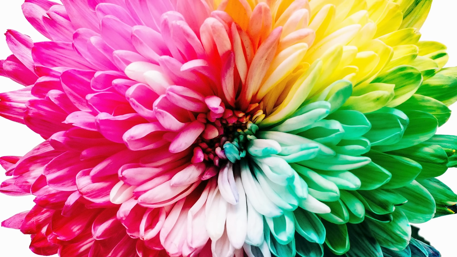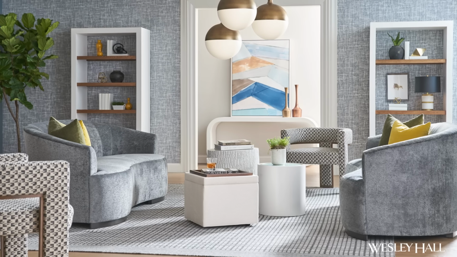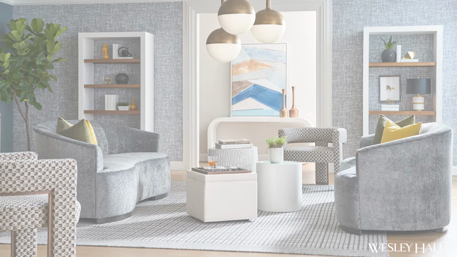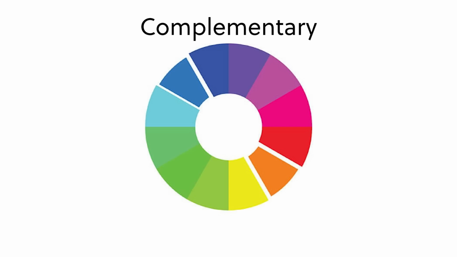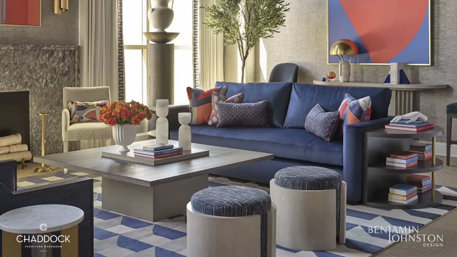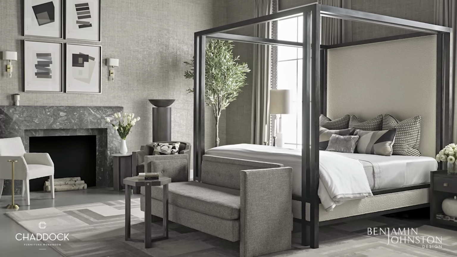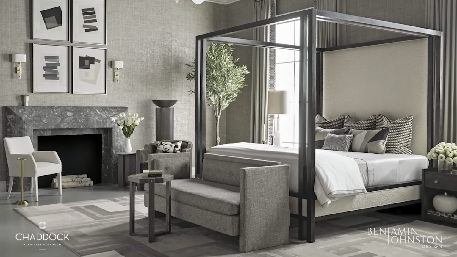Let's talk about a few types of color schemes. Analogous colors sit next to each other on the wheel, like blue and green, creating a serene and cohesive look. Complementary colors such as blue and orange are opposite on the wheel and create dynamic, high-contrast spaces. Monochromatic schemes use different shades, tints, and tones of a single color, offering a more subtle and sophisticated vibe.